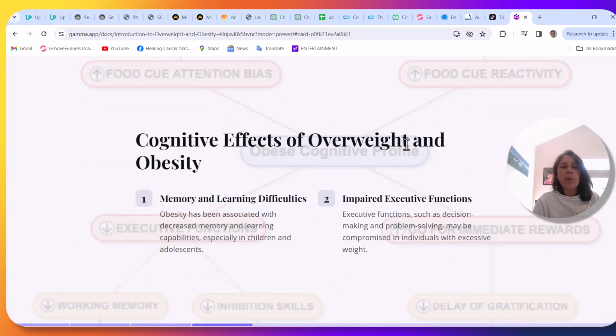So the cognitive effects of overweight and obesity: memory and learning difficulties. Obesity has been associated with decreasing memory and learning capabilities, especially in children and adolescents. And this is very common. So if you have a kid that's overweight and obese, and you take him to school and he's not performing the way he should, maybe you have to work on making him lose weight rather than just forcing him to go or getting mad at the poor kid. Executive functions such as decision making and problem solving may also be compromised in individuals with excessive weight.